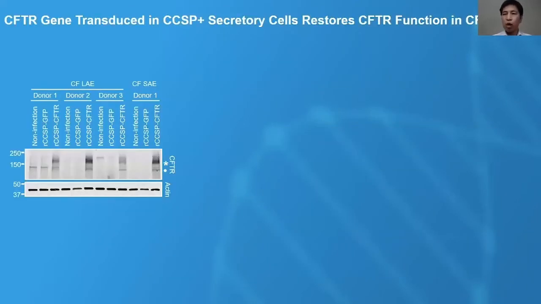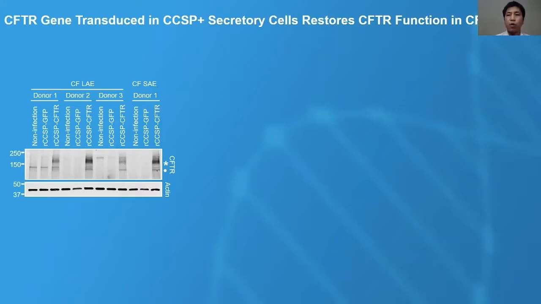So based on all our CFTR expression analysis, finally we moved to a functional study to test whether wild-type CFTR transduction specific to secretory cells can restore CFTR function in CF airway epithelia. So we designed a lentiviral vector carrying the rat CCSP promoter driving wild-type CFTR or GFP as a control. So we tested these lentiviral vectors in CF large and small epithelial cell cultures.